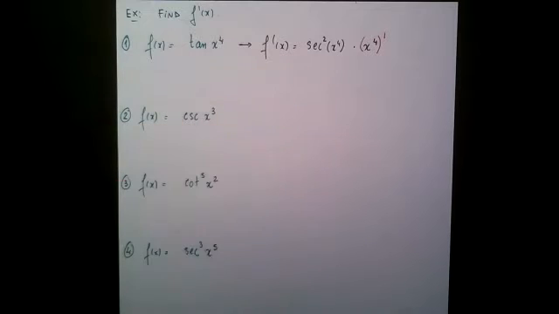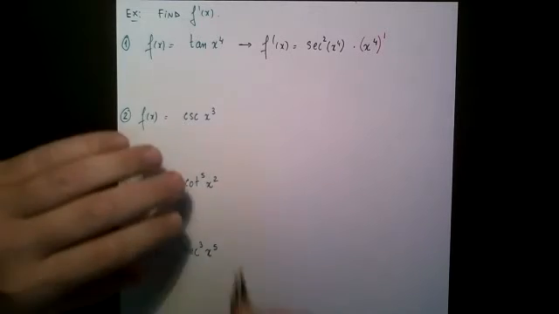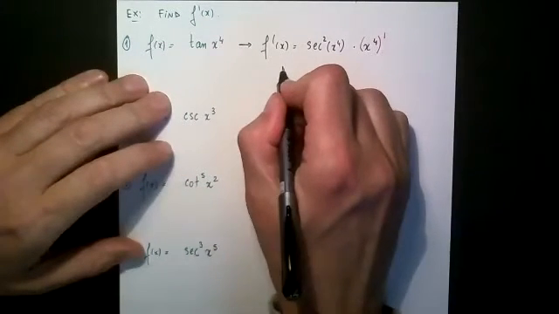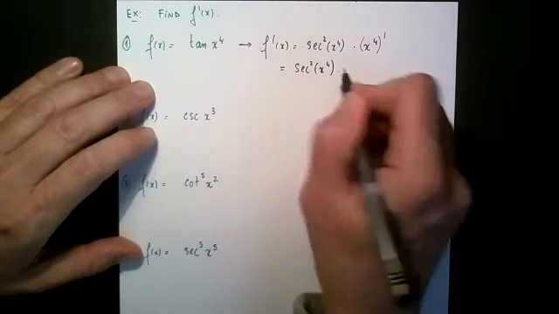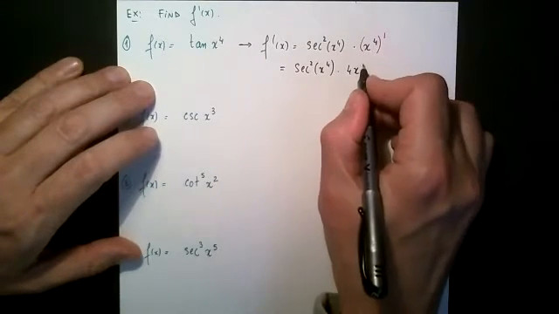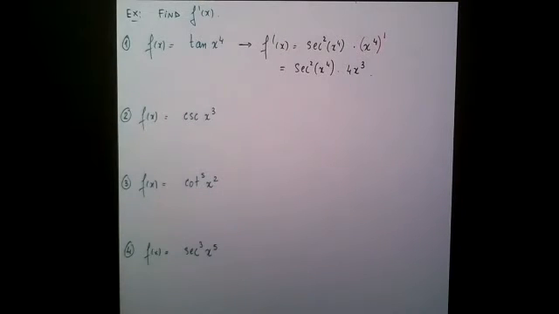Again, once it's set up like this, the rest is very simple, straightforward, because we just have to derive what's in pink. So basically, this stays, secant squared of x^4 times 4x cubed. That's it. Any questions with this? Okay.